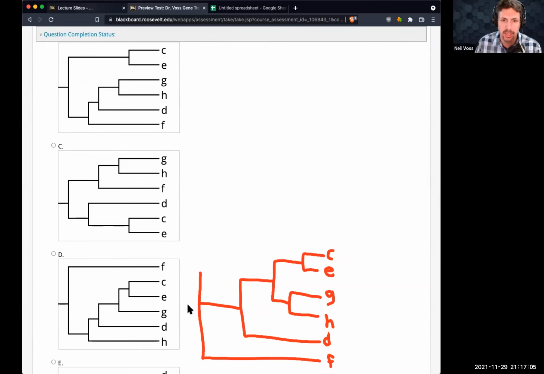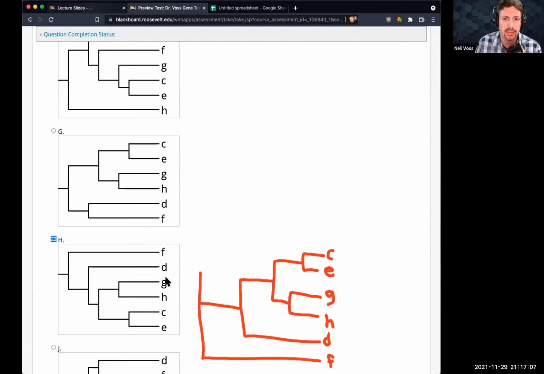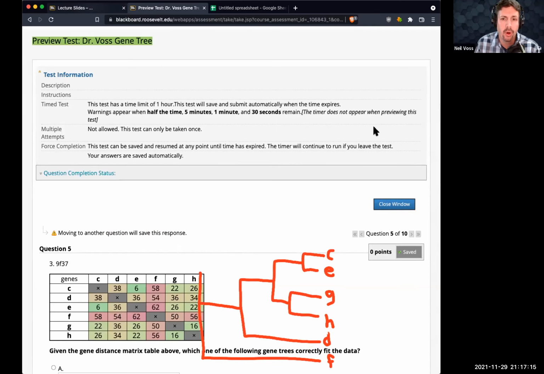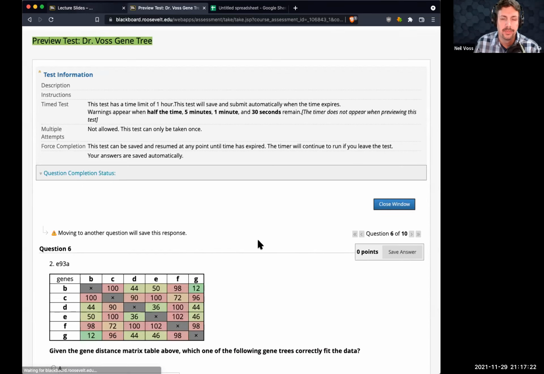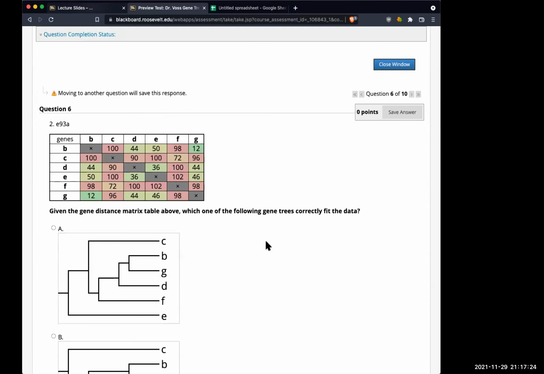So D does not look right. But H, as you can see, G and H and C are here connected, then D, then F. So I'm hoping if I do enough of these, I might start making sense. I don't know. I see the patterns, like I'm starting to see them. Yeah, maybe that's kind of the goal.